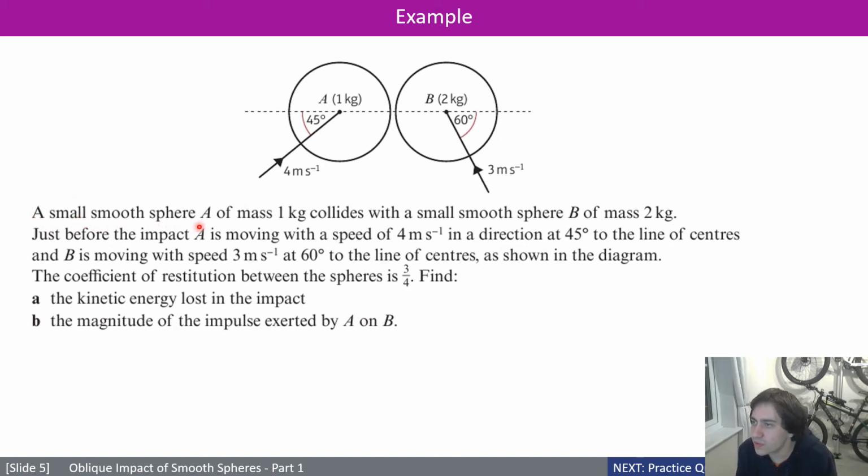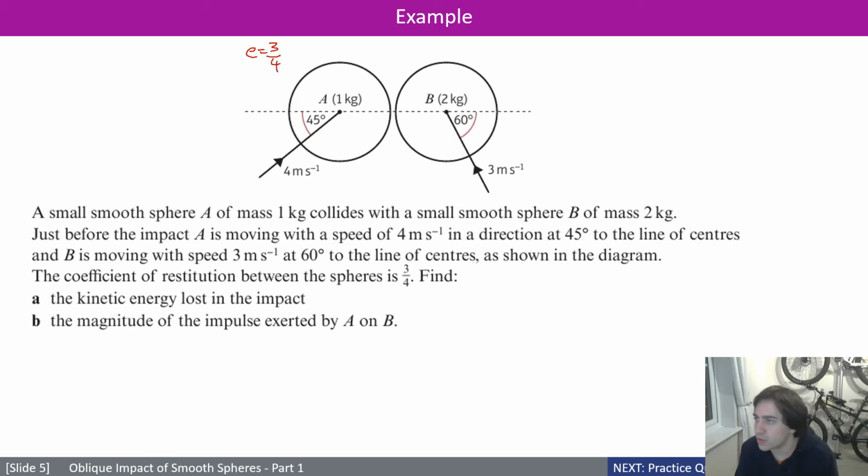We've got a small smooth sphere A, that's this one, mass 1 kg, collides with a small smooth sphere B of mass 2 kilograms. Just before the impact, A is moving with a speed of 4 meters per second in direction of 45 degrees to the line of centers. B is moving at speed 3 at 60 degrees to the line of centers. Coefficient of restitution between the spheres is 3/4. So the only thing not on the diagram is that e is equal to 3/4.